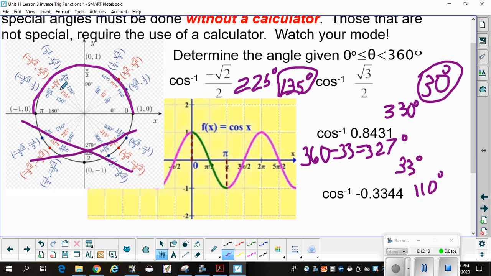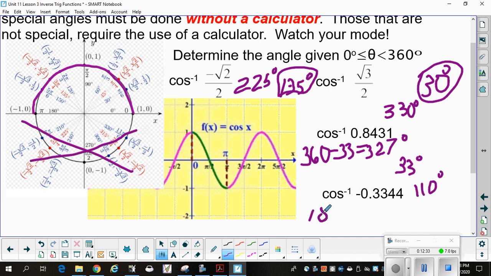110 degrees is here in the second quadrant. Cosine is negative in quadrants 2 and quadrant 4. So if I'm at 110 degrees here, how do I find quadrant 3? Well, I know that I can find my quadrant 1 angle, and that's going to be my reference angle.